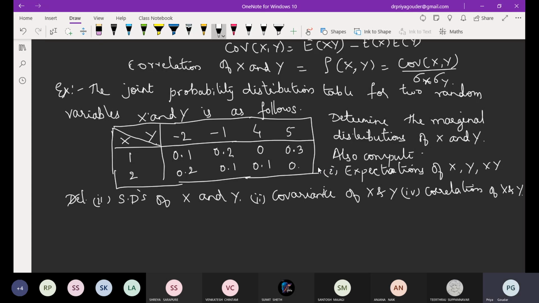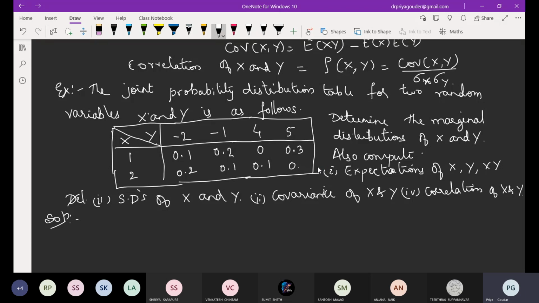Usually they don't ask everything. I'm taking one example where we can calculate all the things just now defined. If you just listen to this, these are very, very simple examples. You can understand it. There is no problem. Just carefully see the things. Now, first thing, we have to determine the marginal distributions of X and Y. These are separate things.